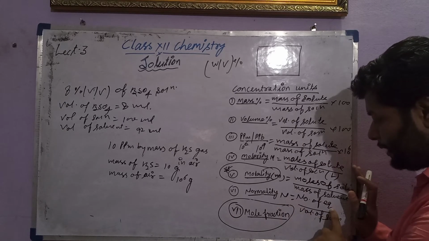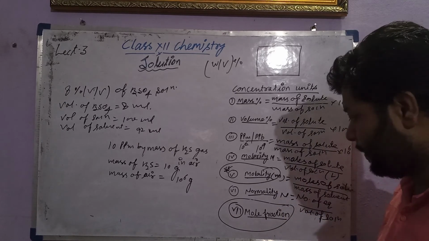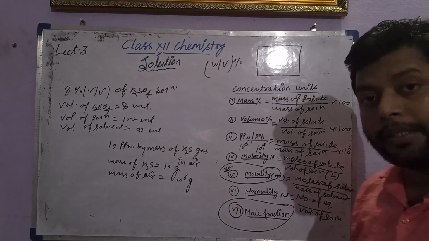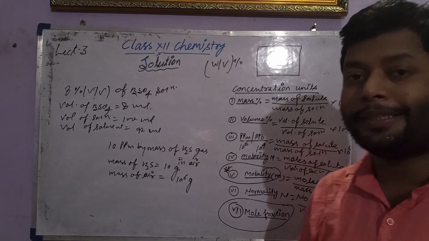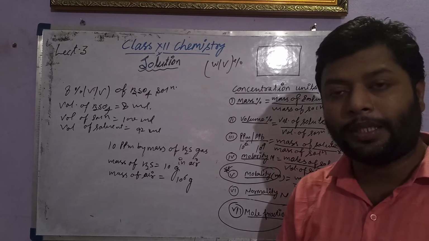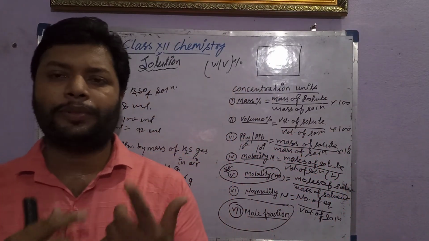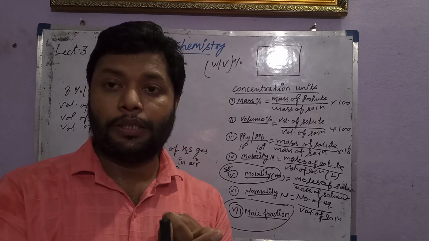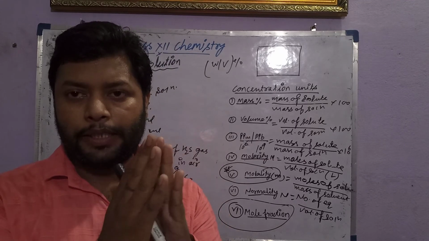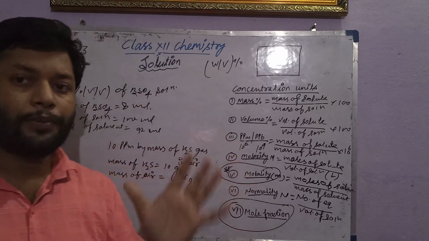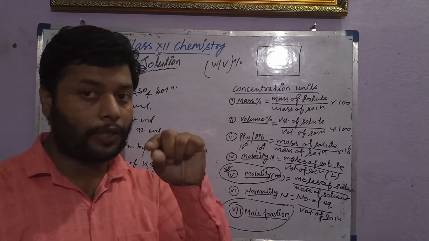So that can be solved with the help of this term. Now we have mole fraction. Mole fraction is a ratio of the moles of one of the components to the moles of the solution. It is the ratio between the moles of solute or solvent and the moles of the solution.